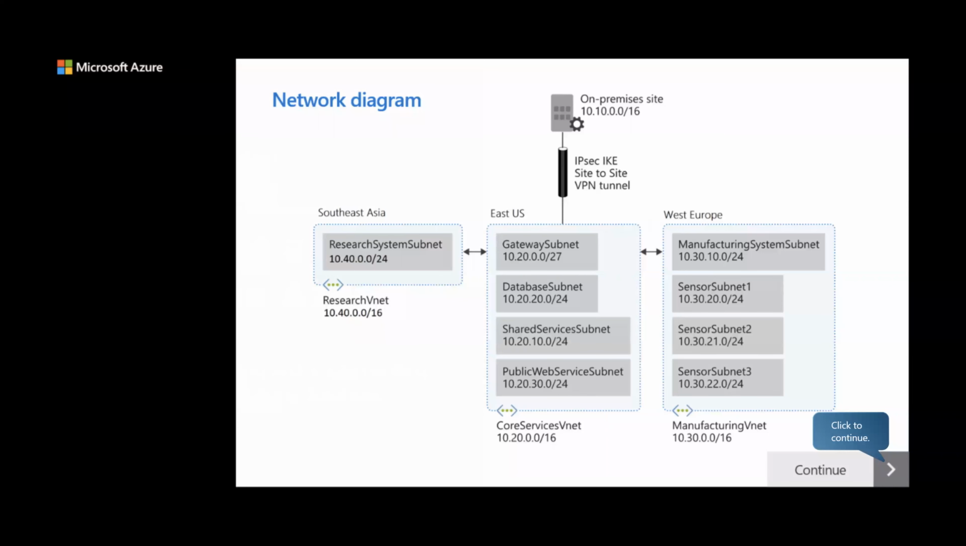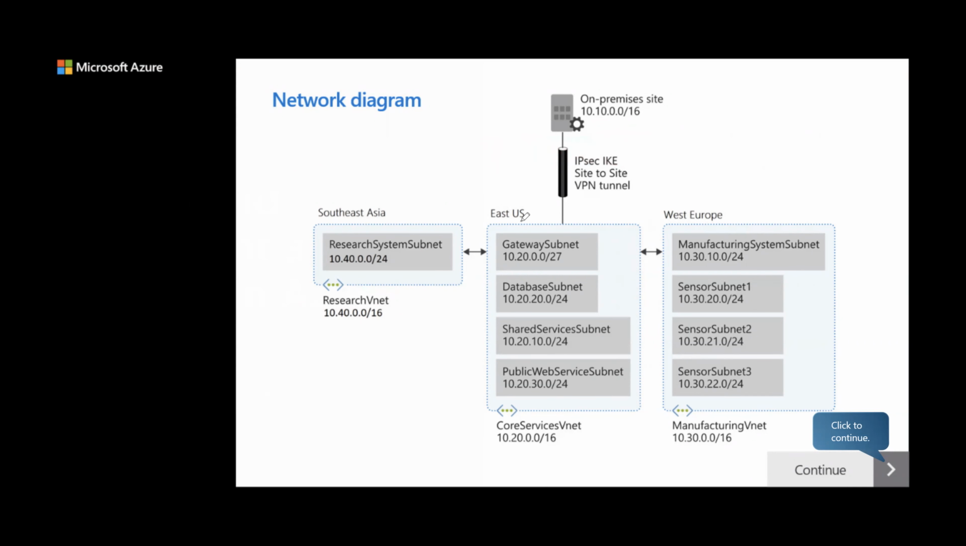So here, let me quickly highlight using the highlighter. You can see that we go to South Asia. Within that, we have the research VNet having /16. Inside that, we'll create a research system subnet. So within the VNet, what is the task? Within the VNet, create the subnet. That's it. So VNet and subnet, that's what we want to create. Simple, easy, right?